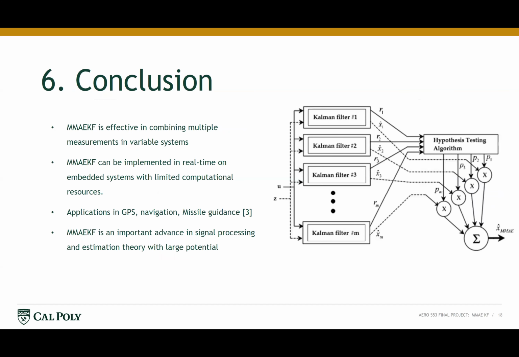Now, in conclusion, MMAE Kalman filters are very effective in combining multiple measurements in systems with high variability. You can see an example of what the MMAE looks like on paper on the right side here. And MMAEs can be implemented in real time, which is a huge advantage because we were able to see how well the filters were working instantaneously, and we didn't have to wait for post-processing of the data. We could see how they were performing with each time step as the measurements were being taken.